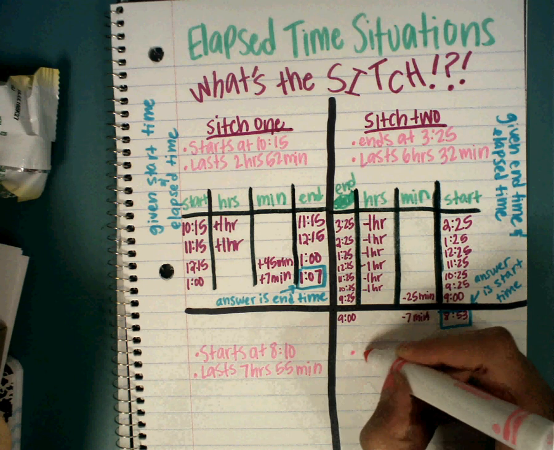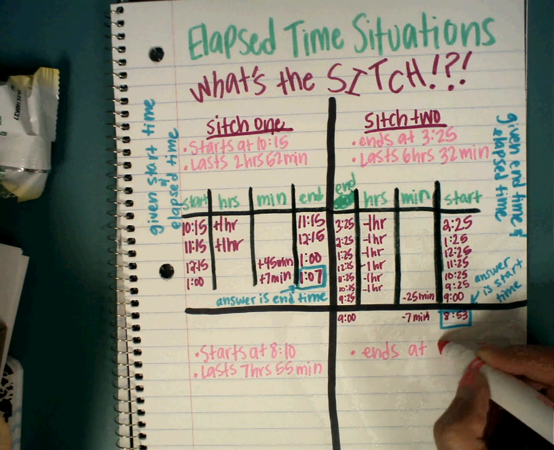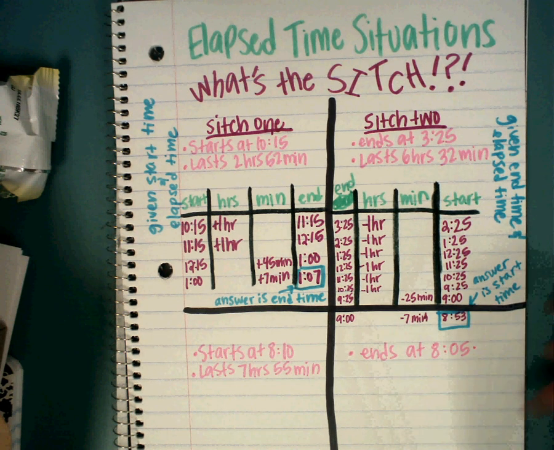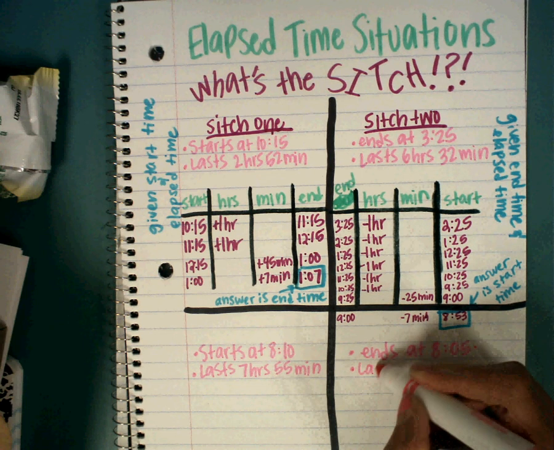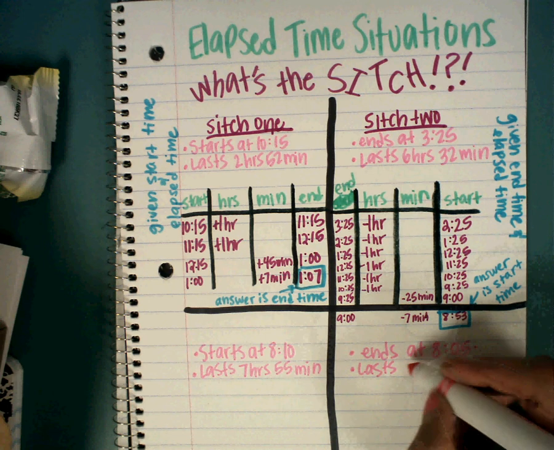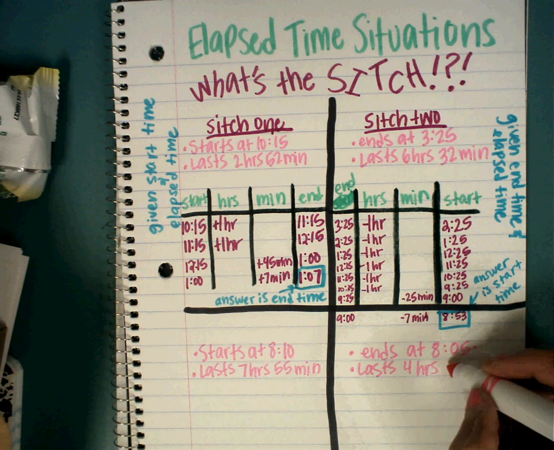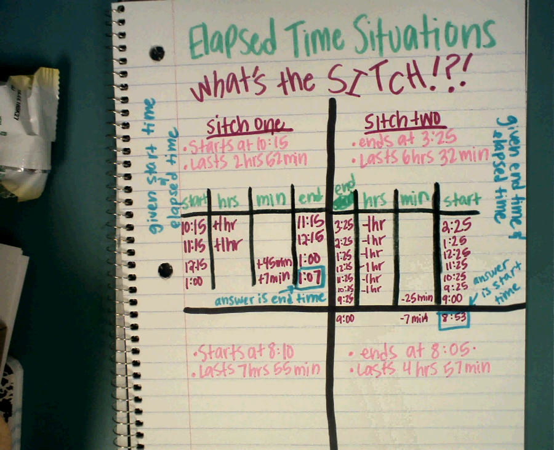So the example is that this event ends at 8:05 p.m. Okay, well, we don't really need p.m. in this situation. We're just trying to get the scale down. And it lasts for 4 hours and 57 minutes. Okay, 4 hours, 57 minutes. Beautiful. So get those practice problems done.